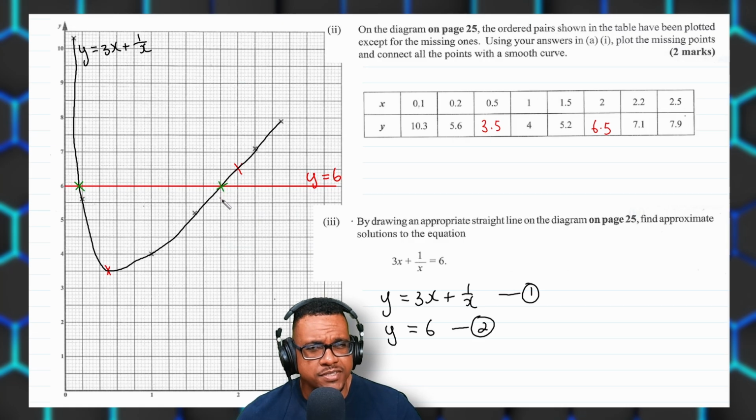So how does that help us solve the equation? Now remember, this is the equation here. So we want to solve for the value or values of x for this equation. So this point of intersection would have an x part of the coordinate and a y part of the coordinate. Now obviously the y part of the coordinate is 6 for both points of intersection. So what we want is the x part of the coordinate for both of them. And that will be your answers for this equation.